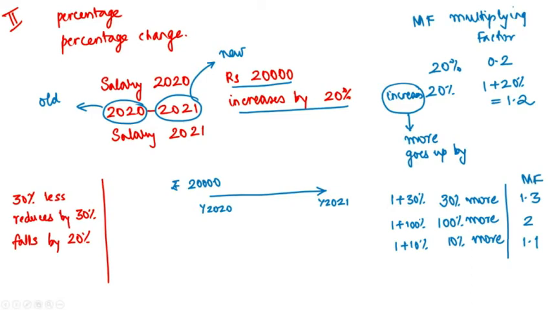In this case, what will happen? 30% less. Here it was more, so you put plus. Here you will put minus. 1 minus 30%, that is equal to 0.7. Reduces is the same, 1 minus 30%, therefore it is 0.7. Falls is the same as reduces, 1 minus 20%, therefore the multiplying factor is 0.8. So whenever he uses the word more, increase, goes up by, then you will add it. Whenever he uses less, reduces, falls, etc., then you will subtract it.